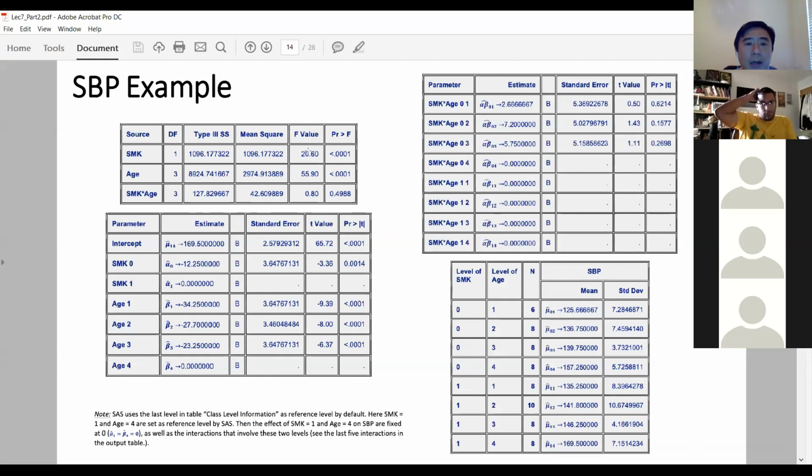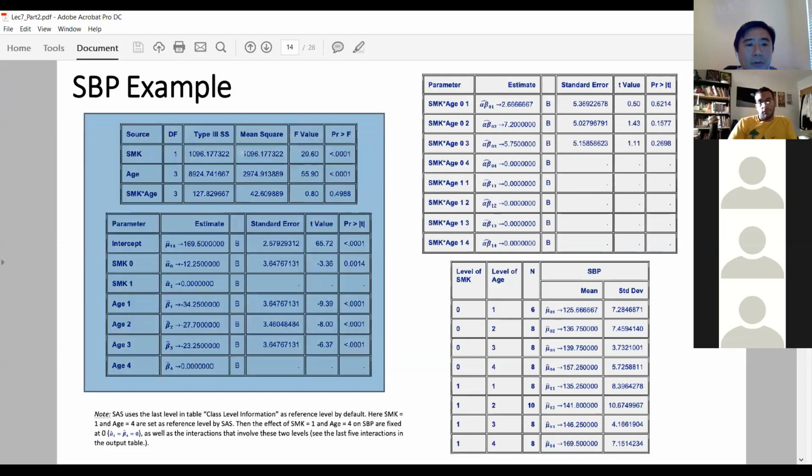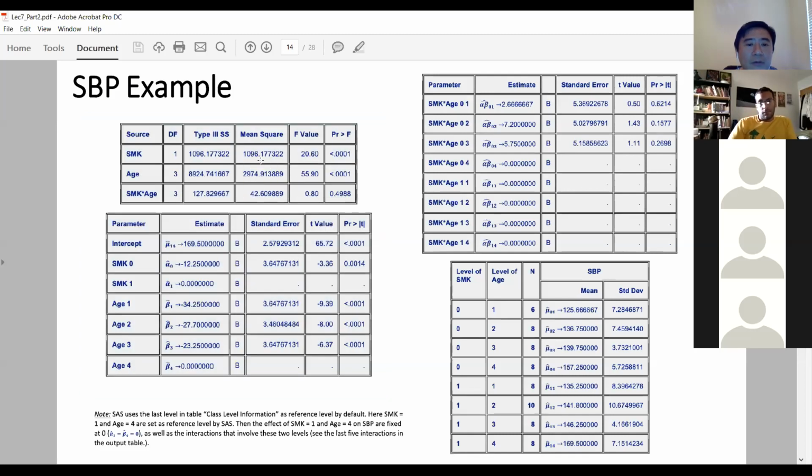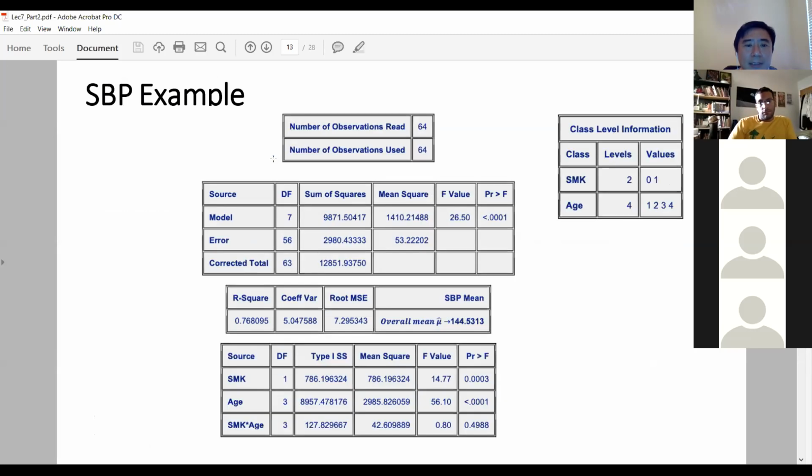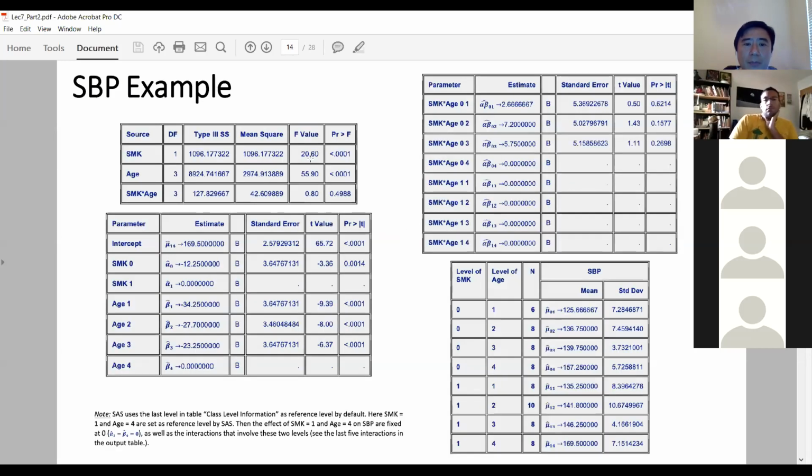But you should be able to know how this F value comes from. It's actually equal to this value, 1096 divided by 53.2. So it's about 20.6, right? And this 55.6.9 is equal to 2974 divided by 53. And similar for that interaction terms. All right, so that's the testing for each factor, and each factor may have more than one degree of freedom.